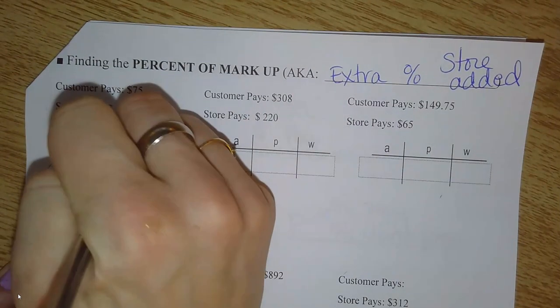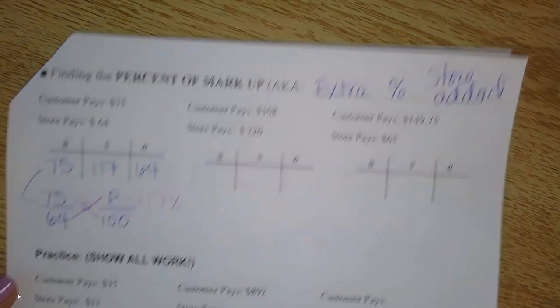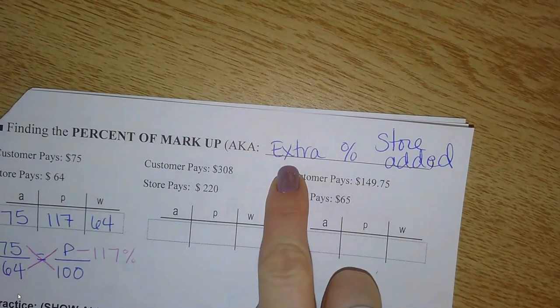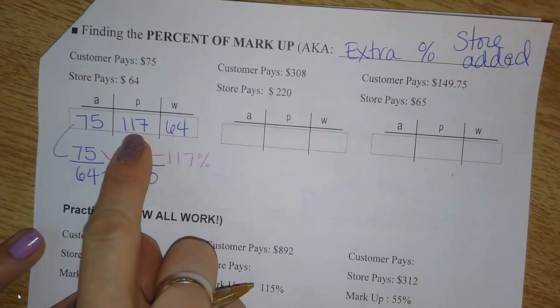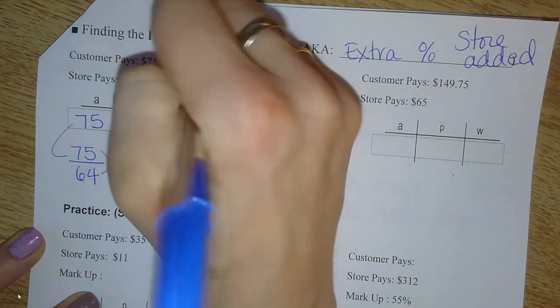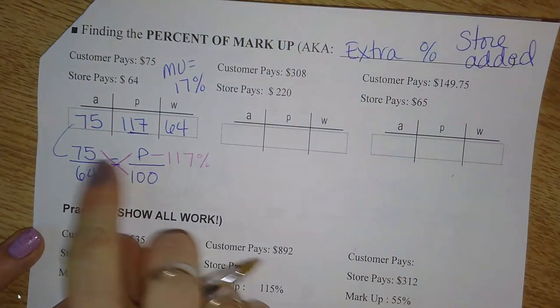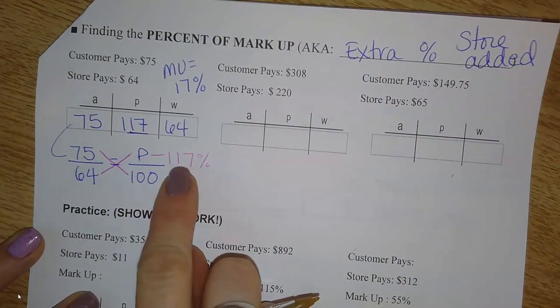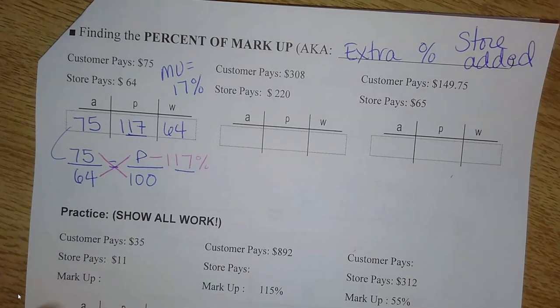Okay? But they don't ask for P. I could put P here, 117%. But we want to know how much is the markup. So just how much is the extra that the store added? What's the part above 100%? Oh, okay, well they added an extra 17%. Right? Yes, I solve for P like normal, but that's not all markup. The markup is just this extra 17%.